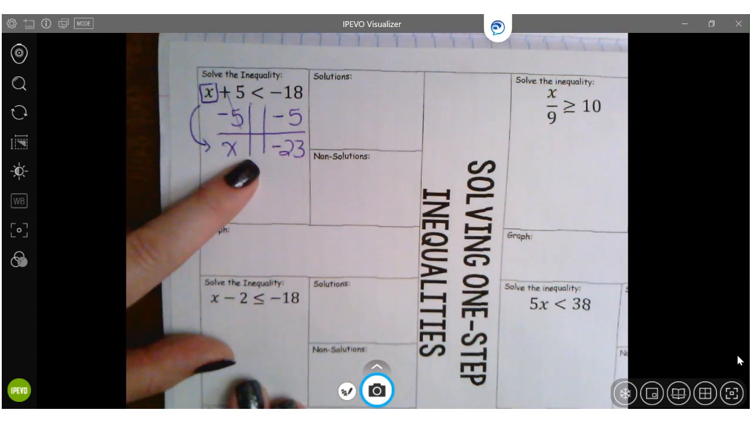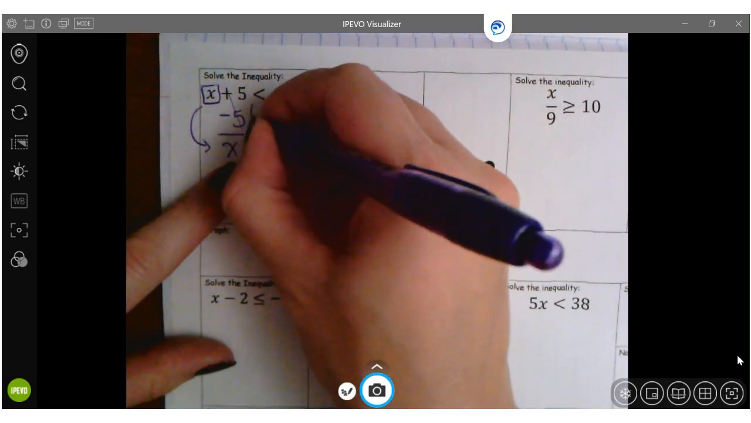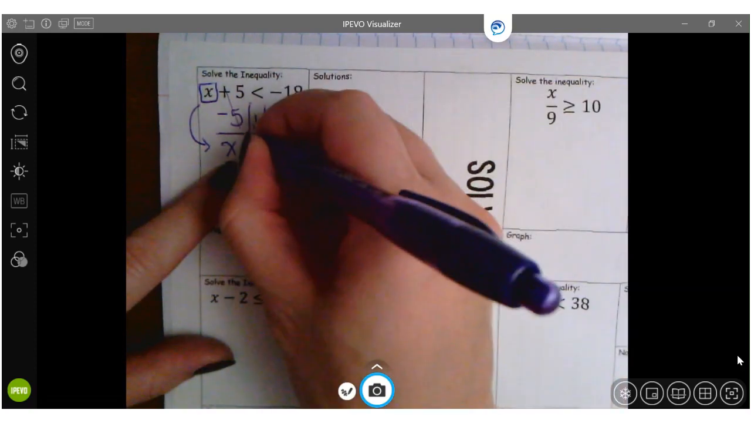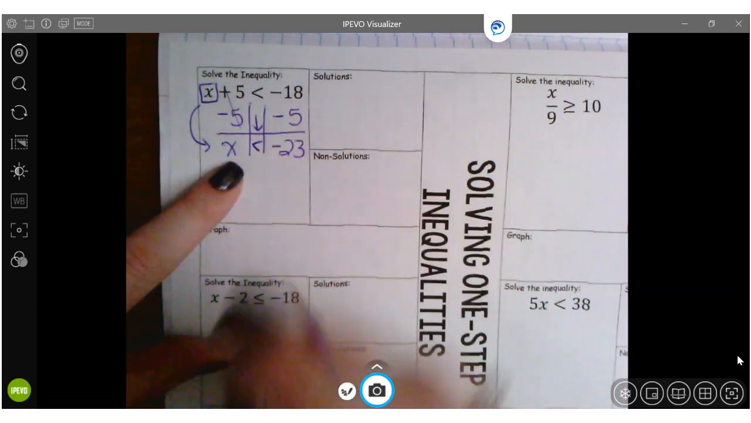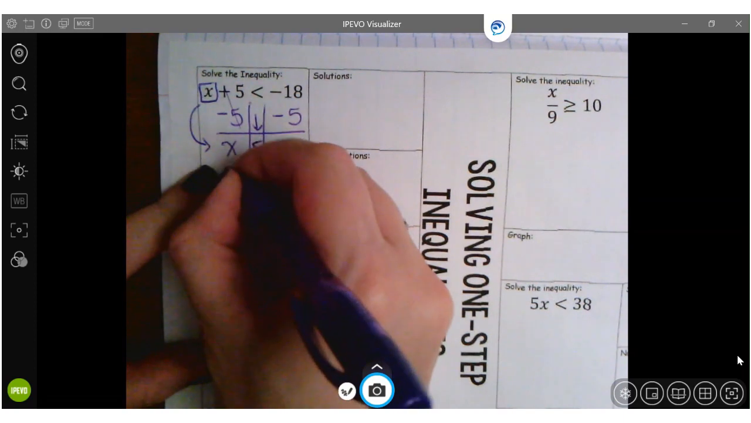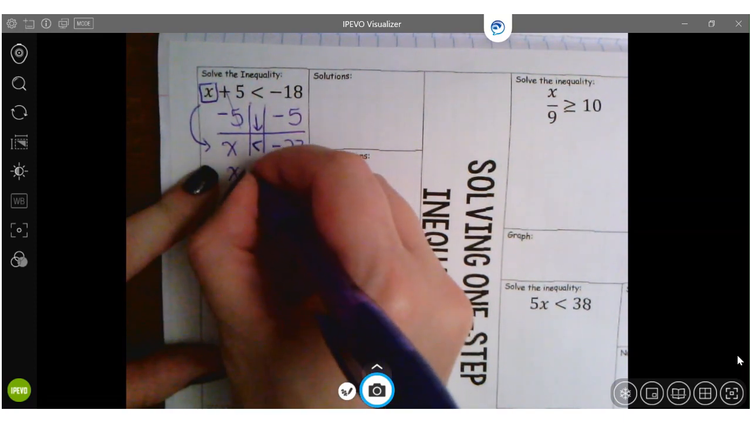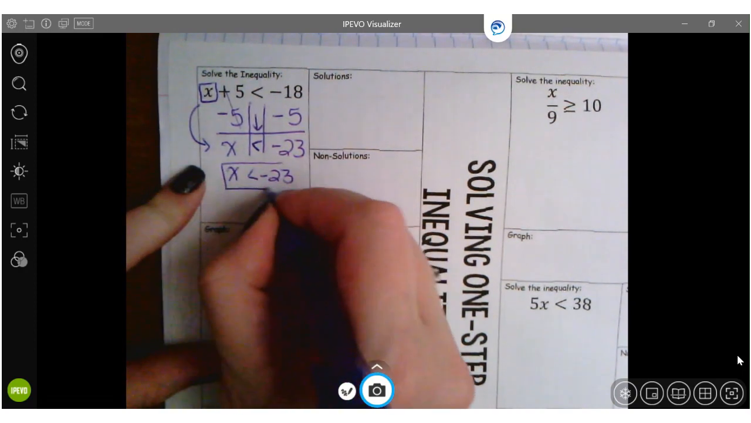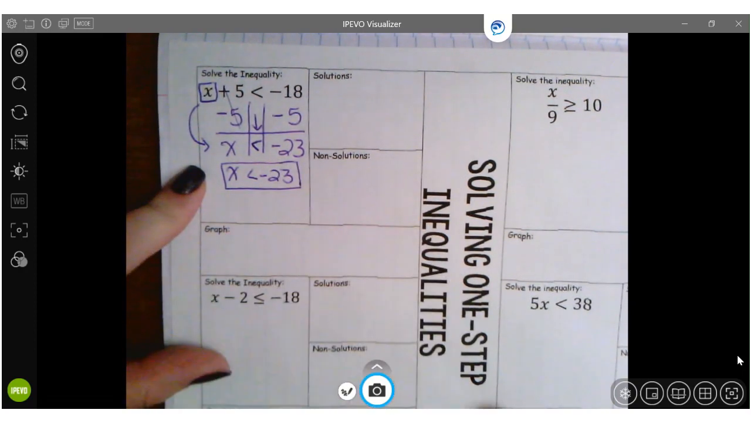And in most cases, you are just going to carry down your inequality symbol. So I'm just going to draw a little arrow showing that I'm going to carry down that inequality symbol. So my answer, when I've solved this, is x is less than negative 23. And I'm just going to box this in, make it all nice and neat for my final answer.